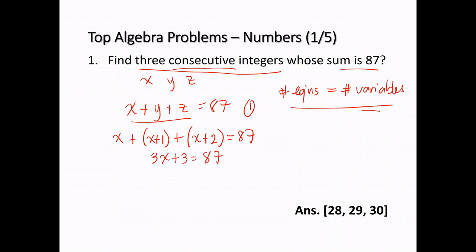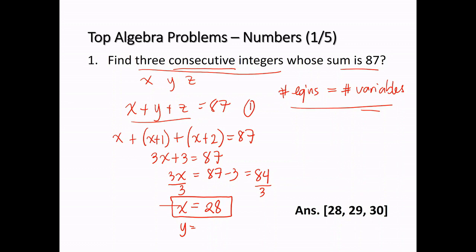Then you transpose 3 to the other side, so we have 3x is equal to 87 minus 3, which is equal to 84. Then divide both sides by 3, and you have x is equal to 28. Now the problem is looking for the values of the integers x, y, z. They're very simple. We know they are consecutive, so y is simply 28 plus 1, so 29, and then z is equal to 30.